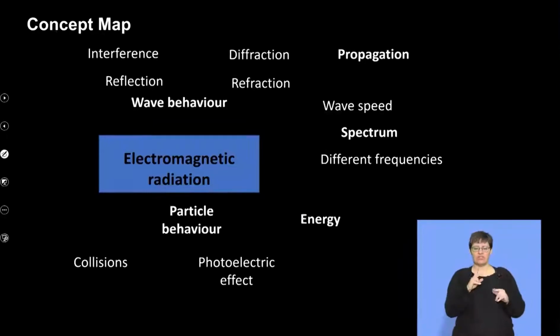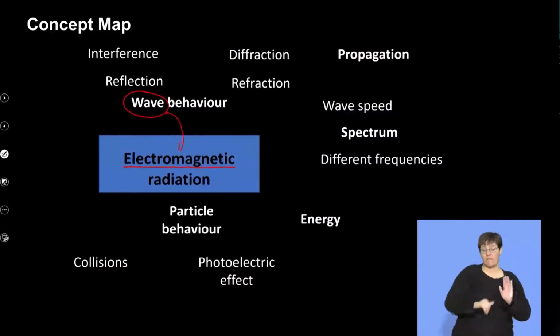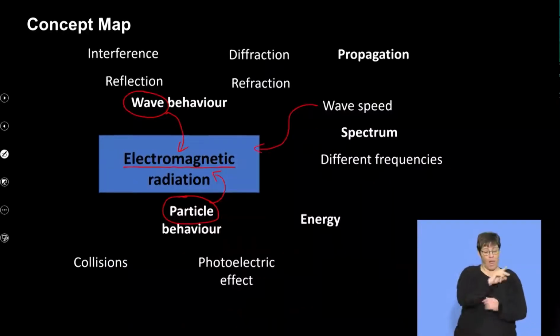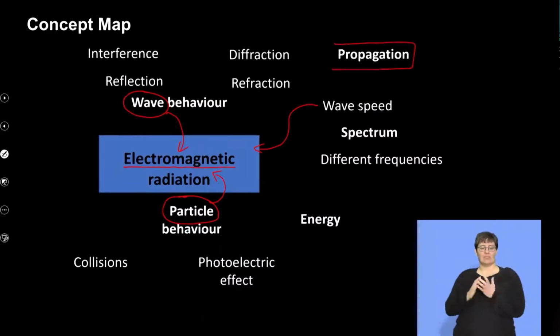We've been unpacking electromagnetic radiation. As before, we have looked at the properties that it exhibits like waves. We've looked at the properties of particles that it exhibits. It's now time to bring in this idea of how fast the wave is traveling and how it propagates through space.